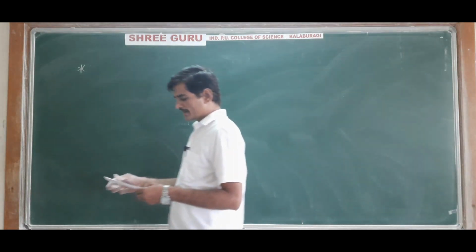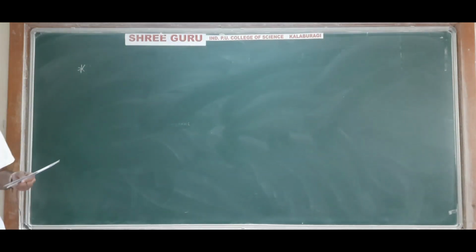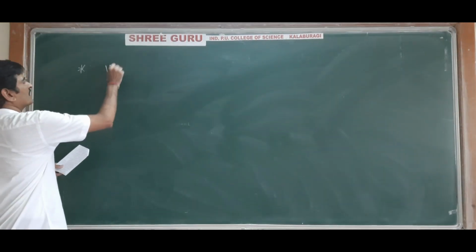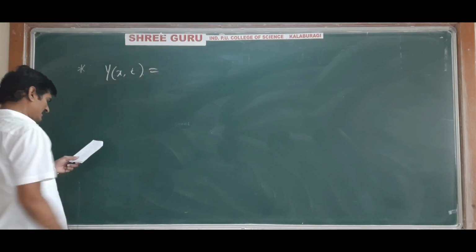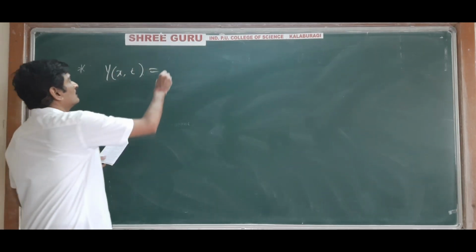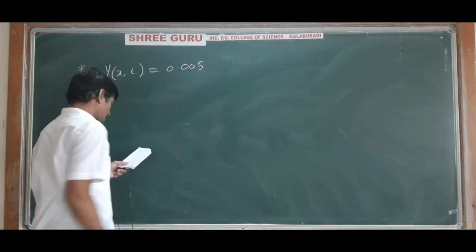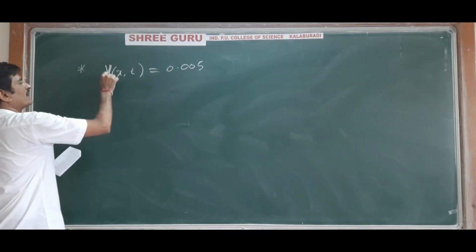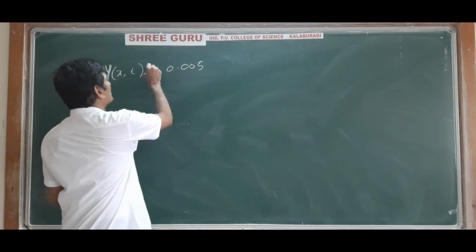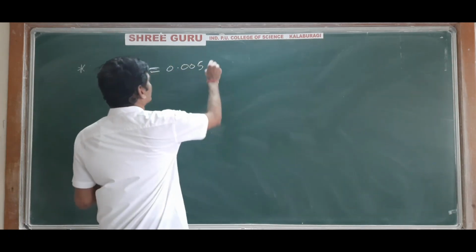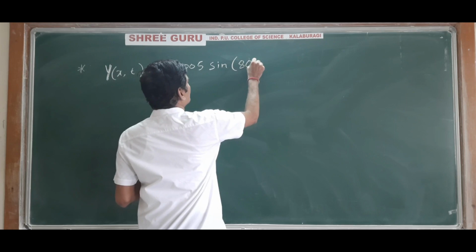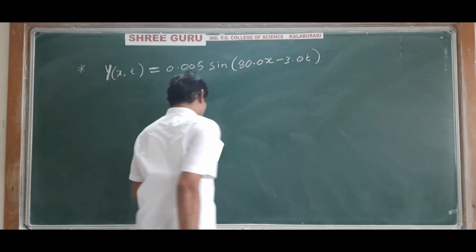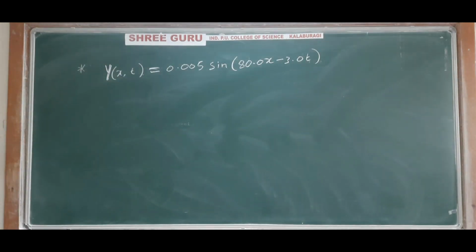A wave traveling along a string is described by. Write this equation: y of x,t is equal to 0.005 sine (80.0x minus 3.0t). They have given this equation in the question only.